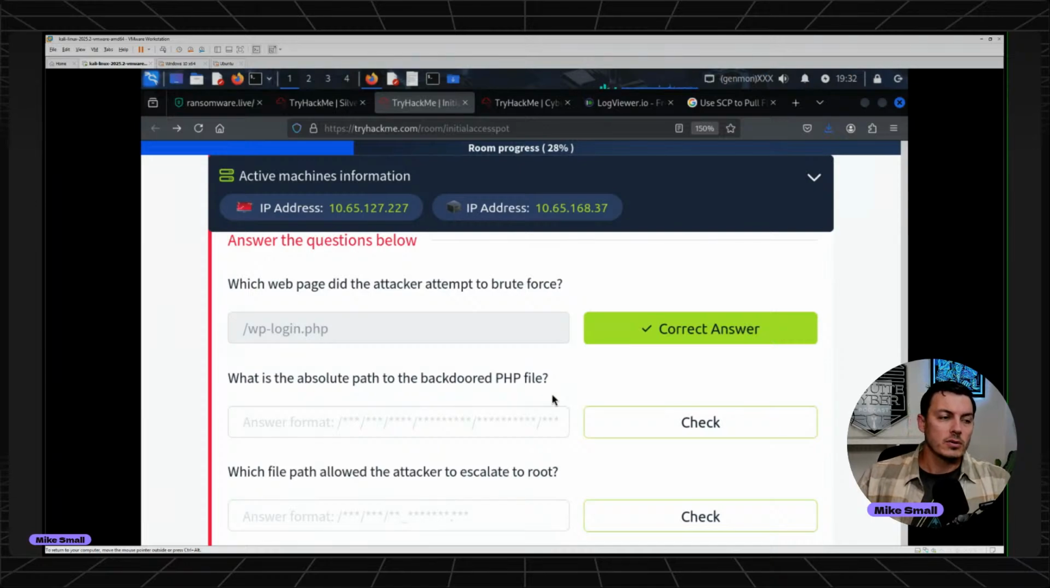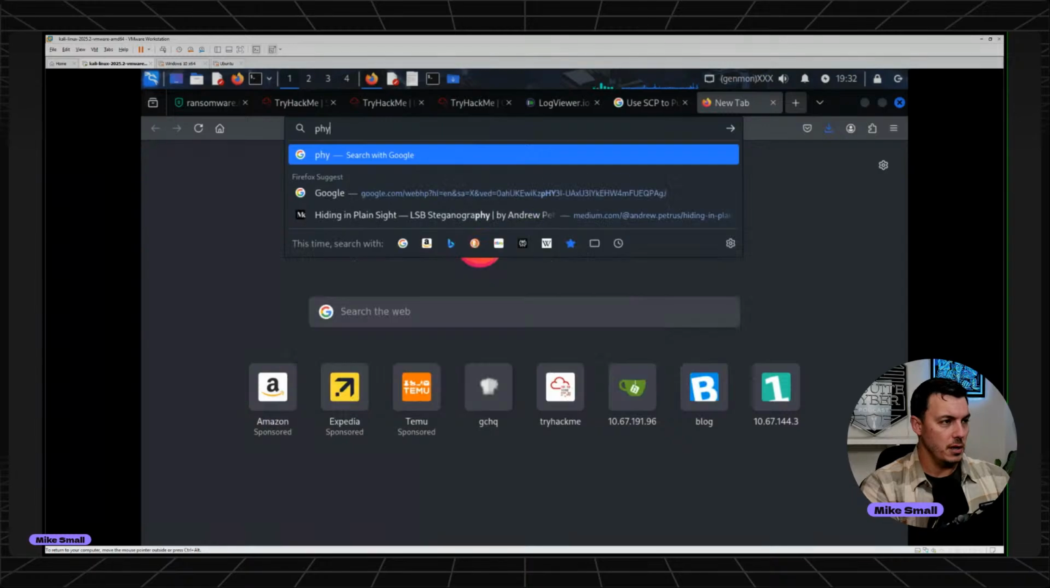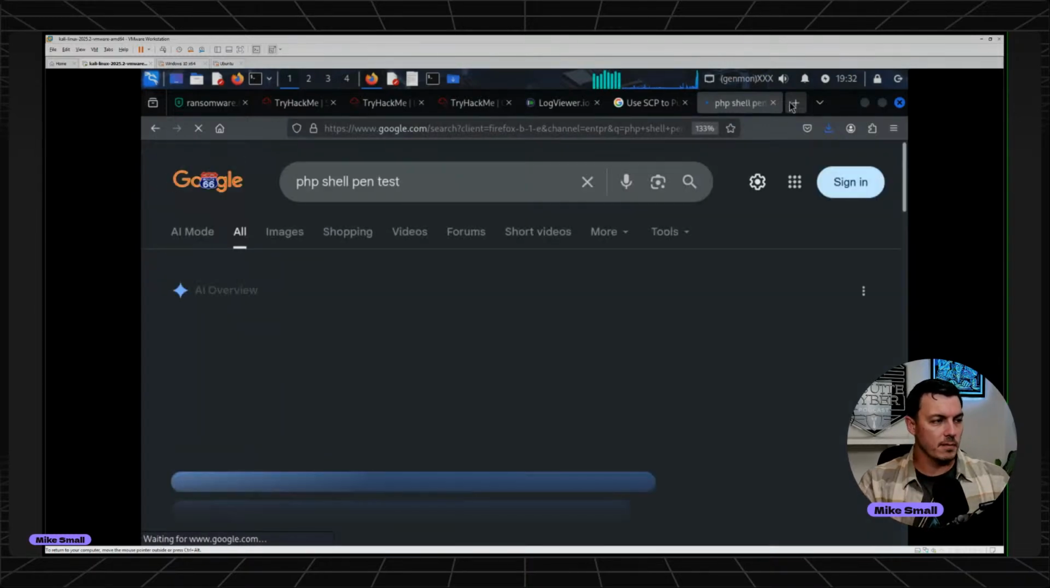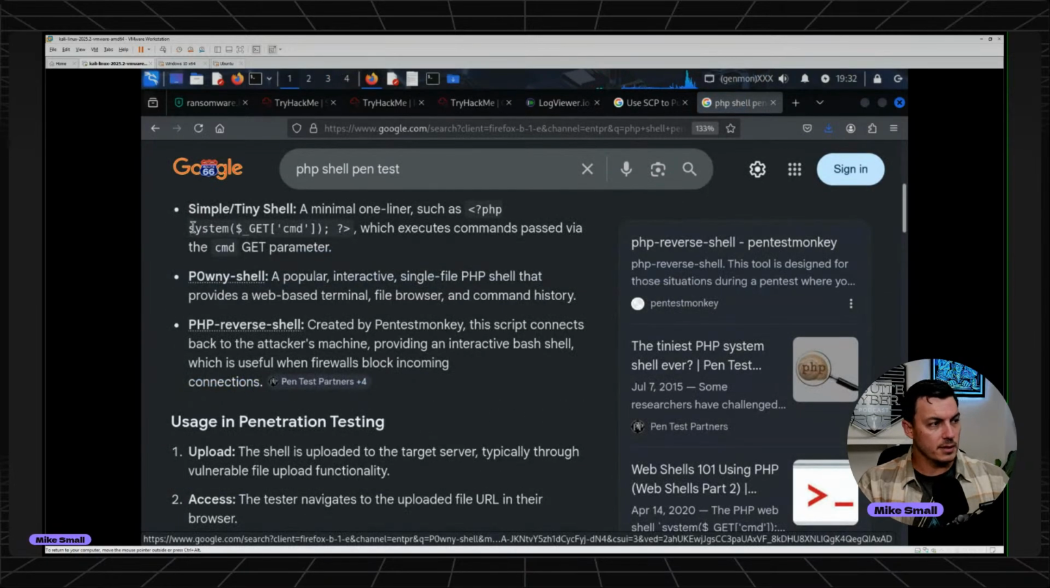Now, there's lots of different types of backdoors, but we could look one up and see, let's see, PHP shell pen test. And we can get some familiarization with what it looks like. And this is indeed what it looks like. If you have a command shell on a PHP file, this is what it's going to look like. And there's tons of variations. It can get infinitely more complicated than this pretty quickly.